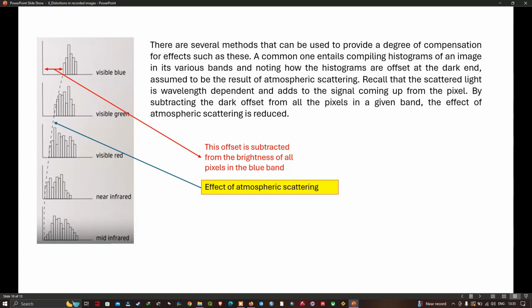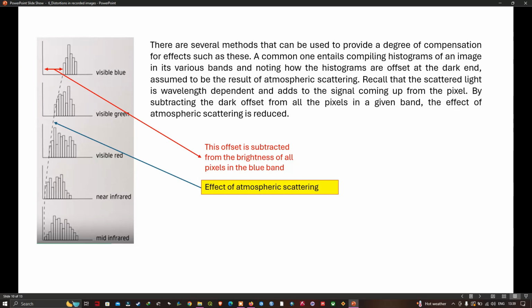As the wavelength increases, the offset due to atmospheric scattering reduces, as given in the figure here. In the visible blue, this offset is subtracted from the brightness of all pixels in the blue band. So let me repeat this one more time. As the wavelength increases, the offset due to atmospheric scattering gets reduced, as you can see from this image. From visible to mid infrared, the offset has reduced.